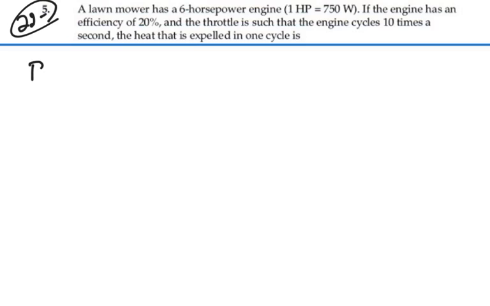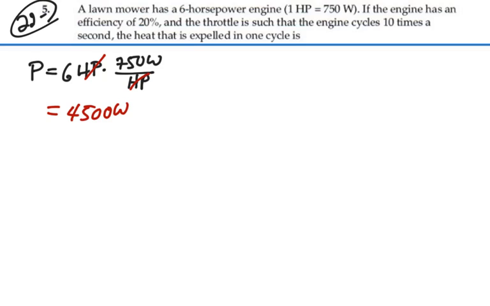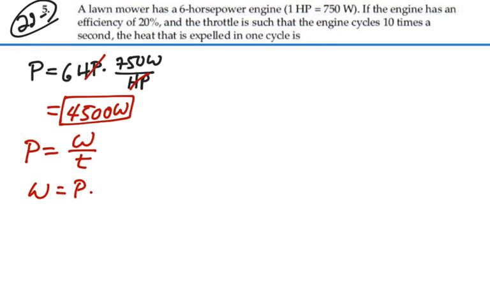So, we're given our power. It's a 6 horsepower engine, and we know that there is 750 watts per horsepower. So that's going to give us a power of 4,500 watts. Okay. We know by definition power is equal to work per time. So work will equal power times time.